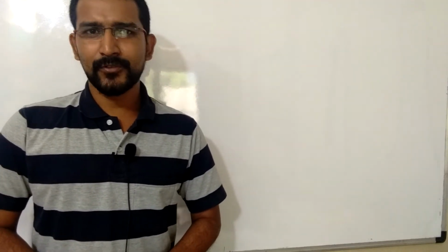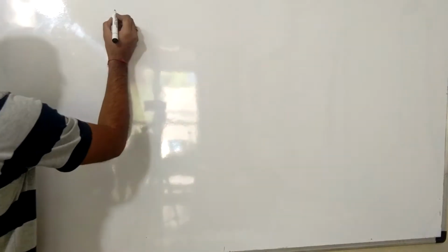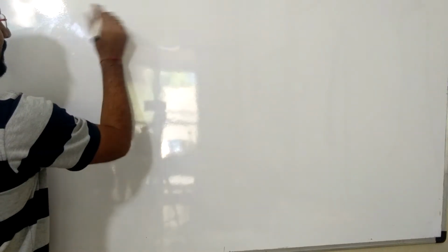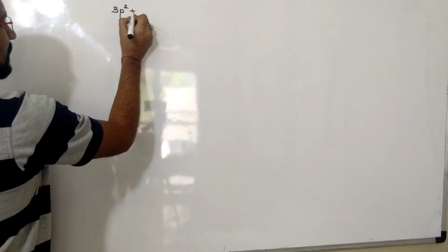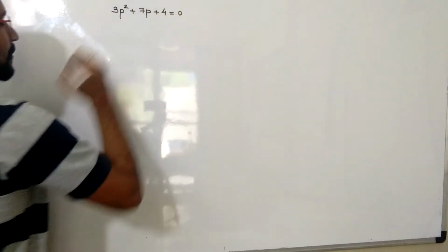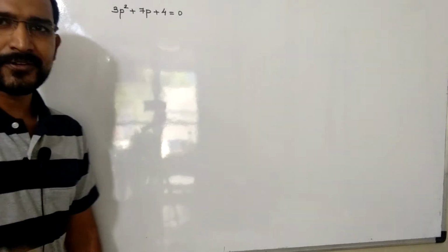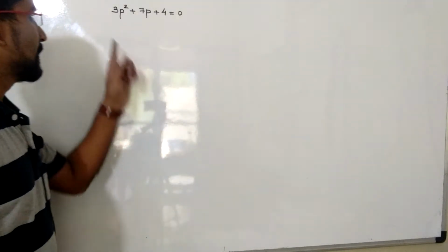In that you have to follow certain rules and steps, and if you follow those rules, it becomes very easy to solve any quadratic equation by the completing square method. So we'll take one example here. For example, you want to find the roots of a particular quadratic equation like 3p square plus 7p plus 4 equals 0.